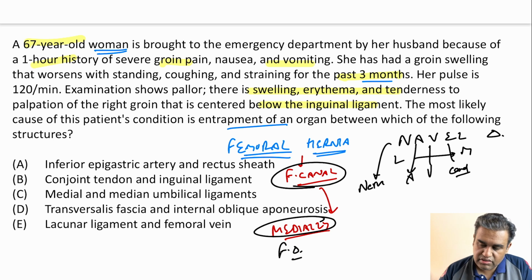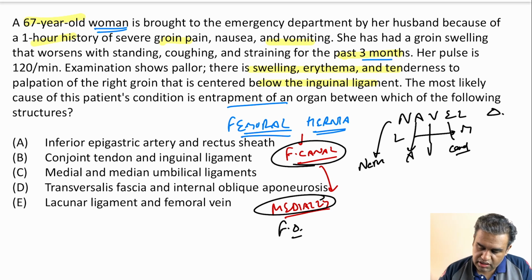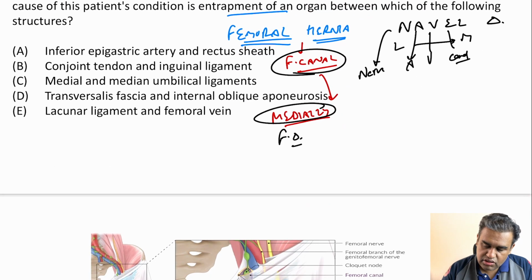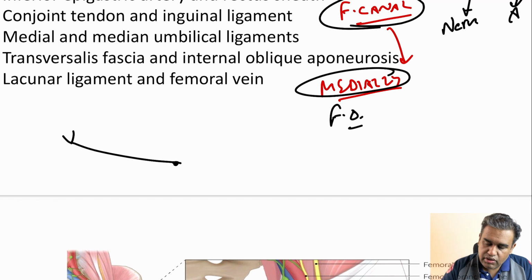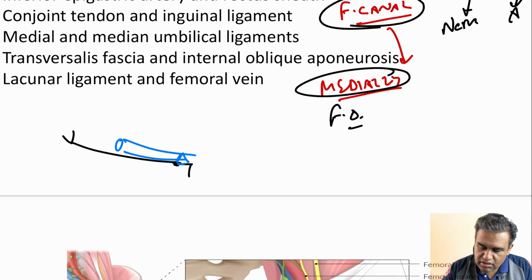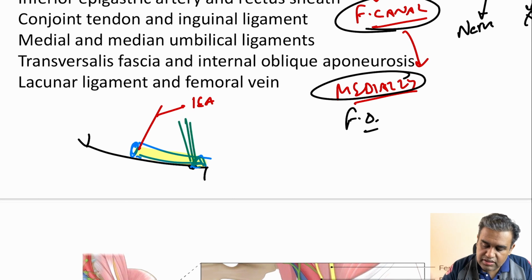Option A is inferior epigastric artery and rectus sheath. If we look at the anatomy of the inguinal canal, let me try to show you. Suppose this is the inguinal ligament. The inguinal canal is from the deep inguinal ring to the superficial inguinal ring. Just imagine this shaded area to be the inguinal canal. The inferior epigastric artery is over here, and the rectus abdominis muscle goes like this.